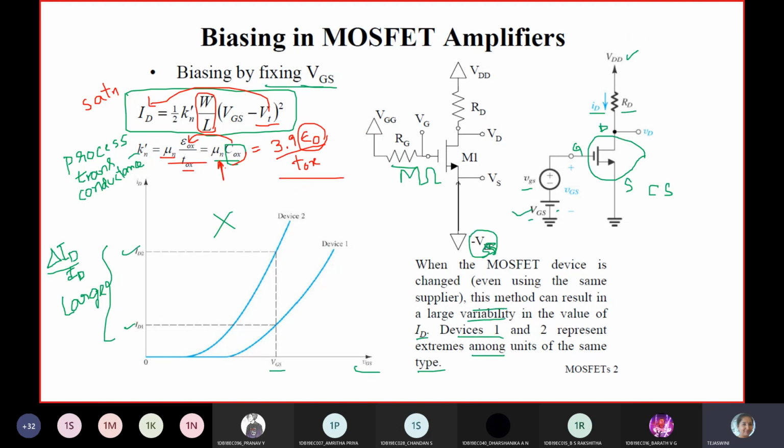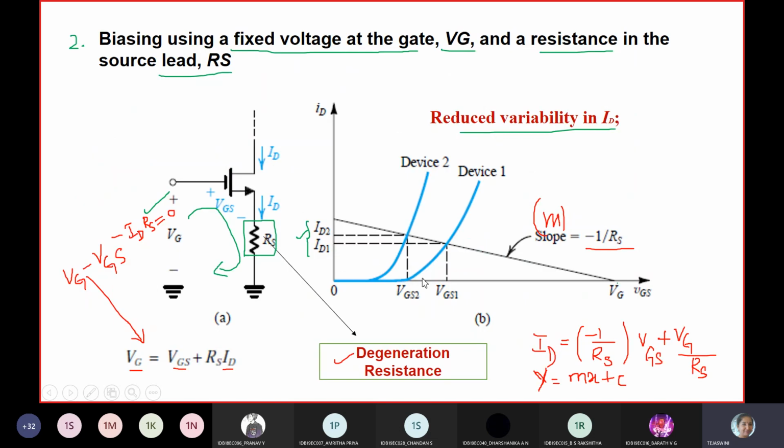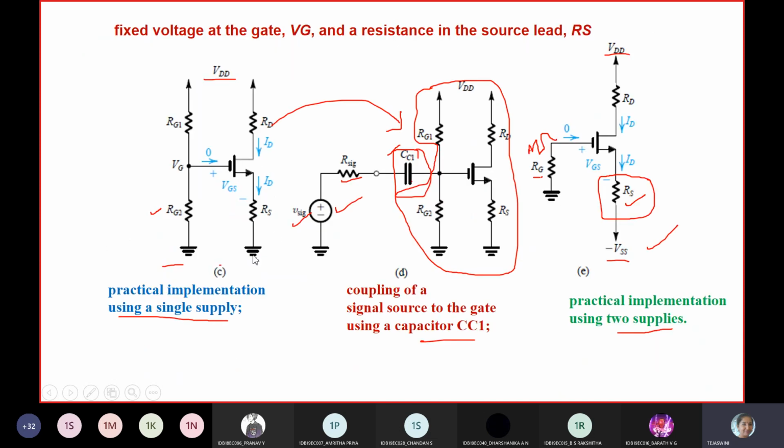The next technique is fixing VG. Again, we have taken the same VG value for two N-channel MOSFET devices. You'll get less variation in ID1 and ID2 compared to fixing VGS. And we got a slope of minus 1 by RS. And this is the practical implementation of the biasing technique, that is, voltage divider bias.